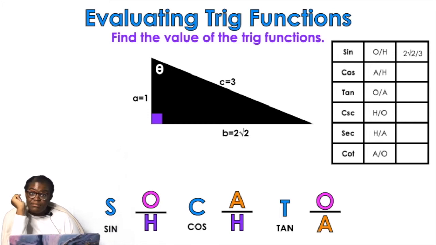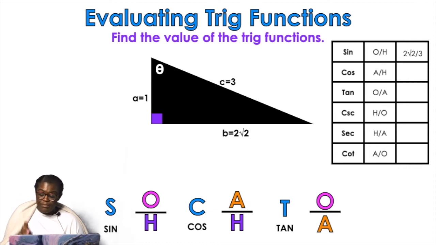What's my cosine? Cosine is adjacent over hypotenuse. Adjacent. What are we gonna get? Okay, good. 1 over 3, very good. Okay, and then tangent, opposite over adjacent.